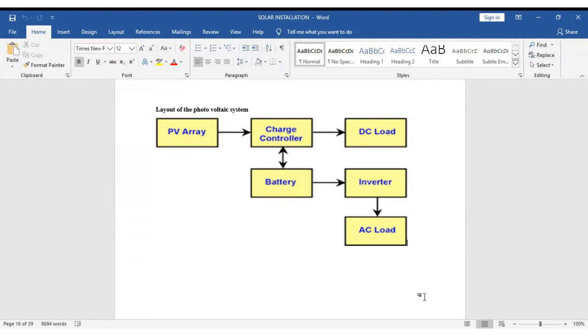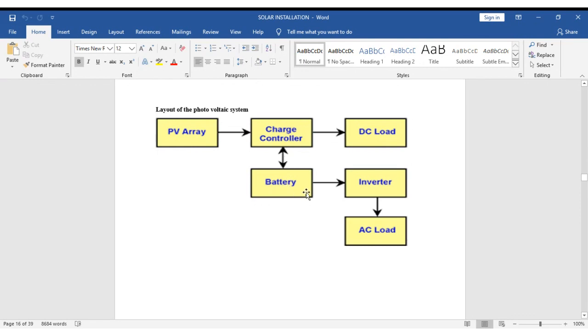So the first in the layout is the PV array. These are the solar panel or solar panels. And if there are many, we call them a solar array or PV array. Then from the solar panel, we have the charge controller. This one regulates the amount of charge between the PV array and the loads and also the battery. That's why you can see the arrows here from the PV array to the charge controller, then to the battery. The battery is to and fro.